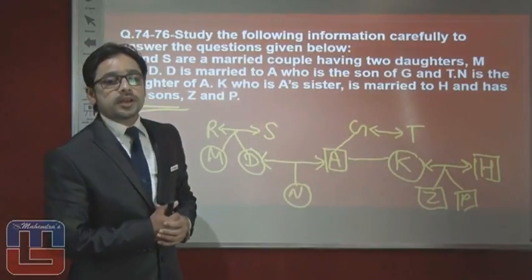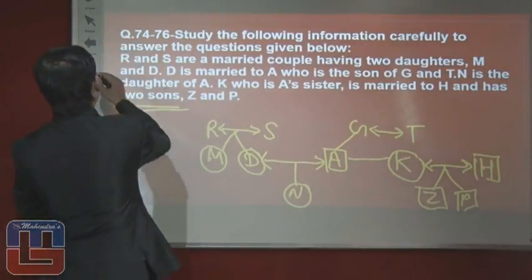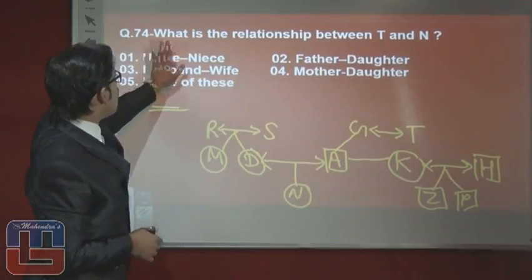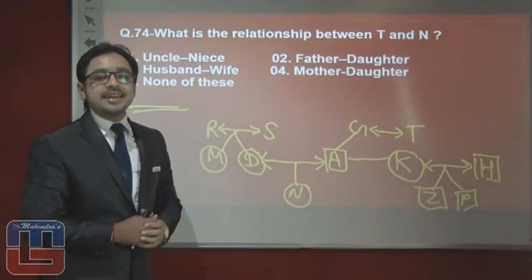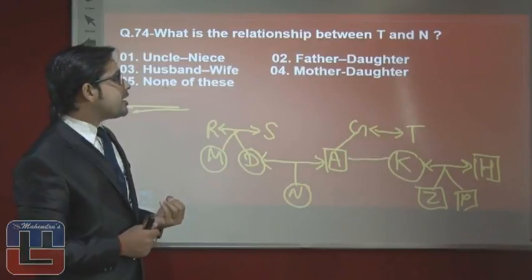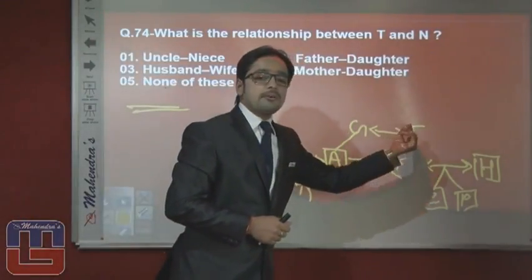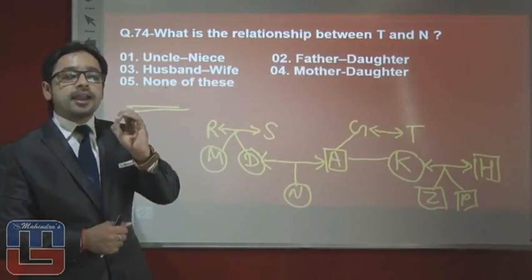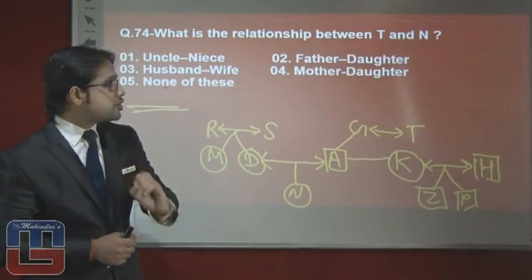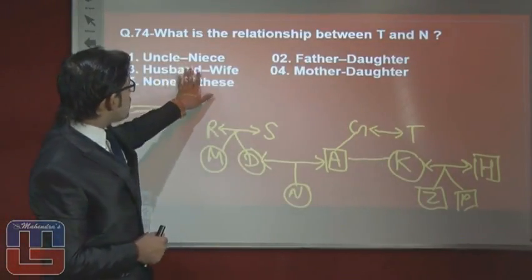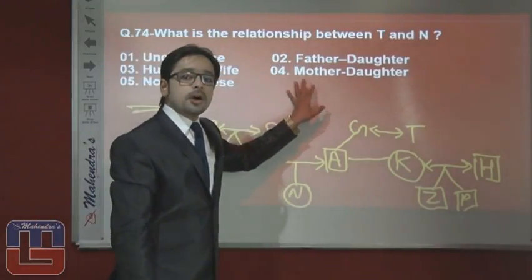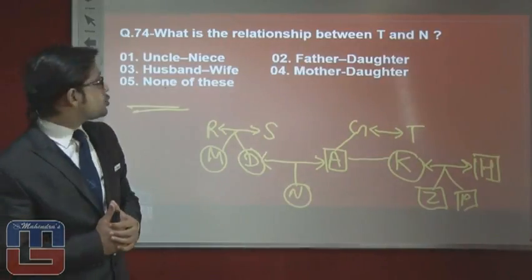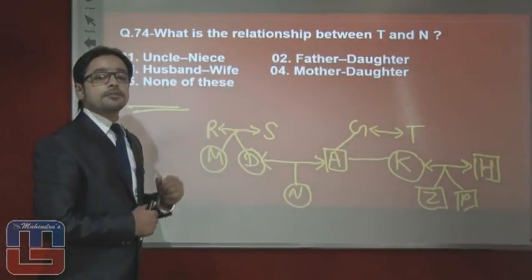Let's find out what the examiner wants to know from the question. As you can see here, the examiner wants to know the relationship between T and N. Still we are unaware about T because they haven't mentioned the gender of T, so we cannot identify the exact answer of this question. So we can say that all the options are false because we still don't know the gender of T. So the answer of this question will be none of these.